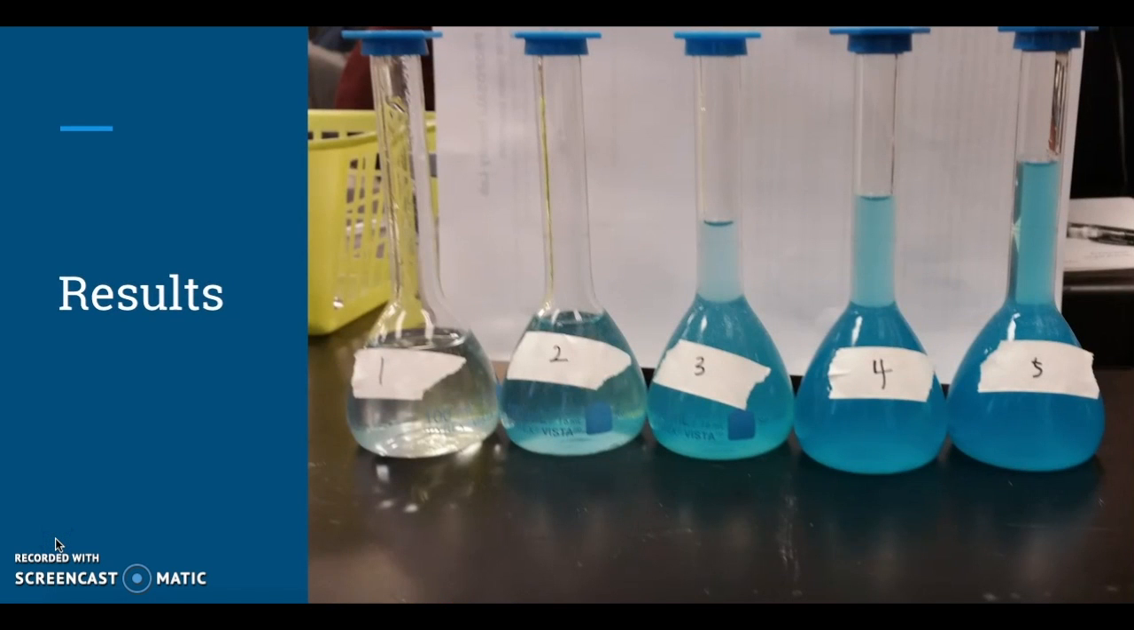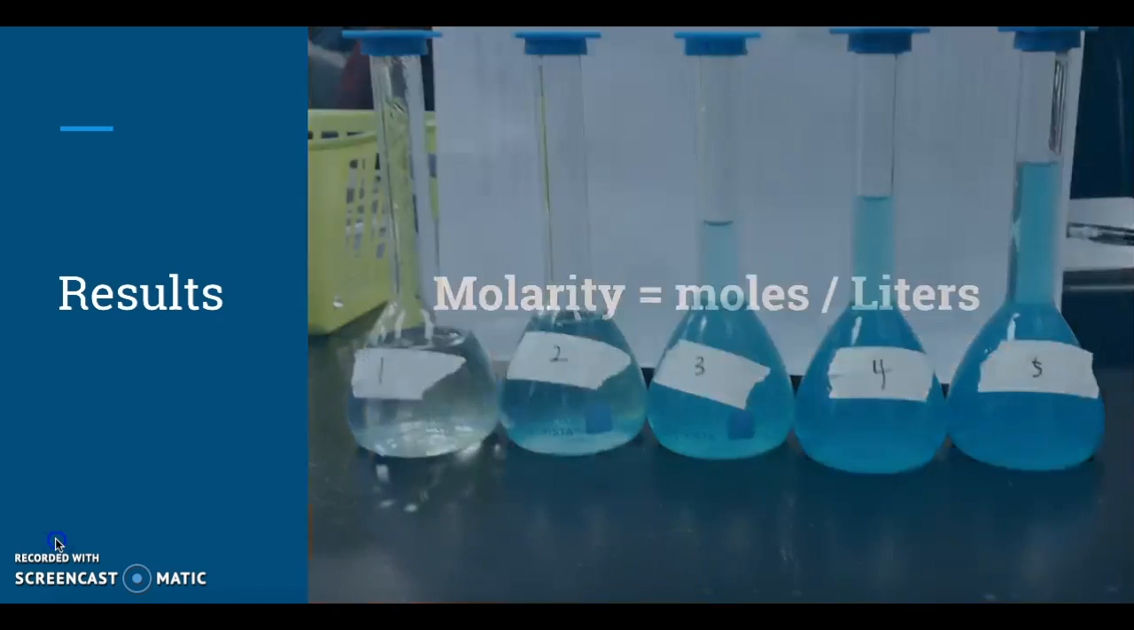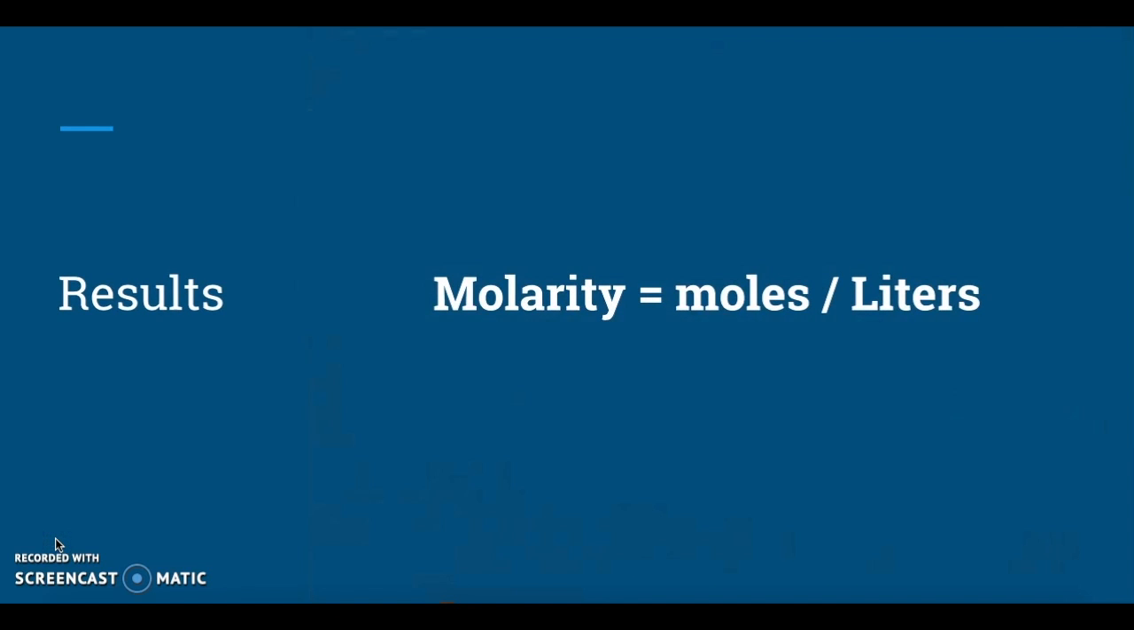Here we have a picture that shows the different solutions we made after mixing certain amounts of copper 2-sulfate pentahydrate to create a 0.01 molar solution, 0.05 molar solution, 0.1 molar solution, a 0.2 molar solution, and lastly, a 0.3 molar solution. We found the amount of copper 2-sulfate pentahydrate we needed to add to distilled water to create a 100 milliliter solution by using the equation molarity equals moles divided by liters.